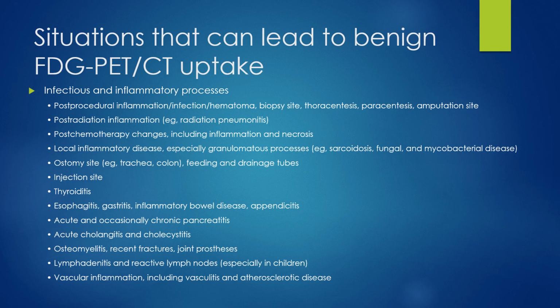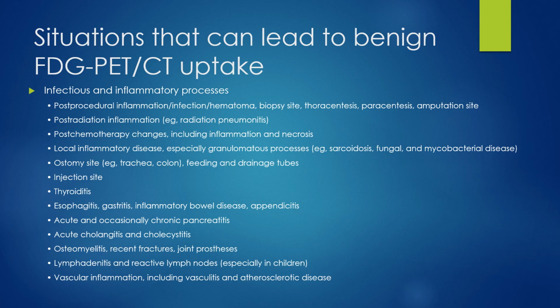There are some infectious and inflammatory diseases. Anything that causes inflammation or infection is going to take up some FDG. So post-procedural inflammation, infection, bruising, and this can be seen at biopsy sites, sites of thoracentesis, paracentesis, amputation sites, any kind of ostomy site or port that's put in. Post-radiation inflammation, you'll see this. An example I have here is radiation pneumonitis. You also see it in the brain if they have any kind of radiation therapy to the brain. Just anywhere they're getting that can cause localized inflammation.